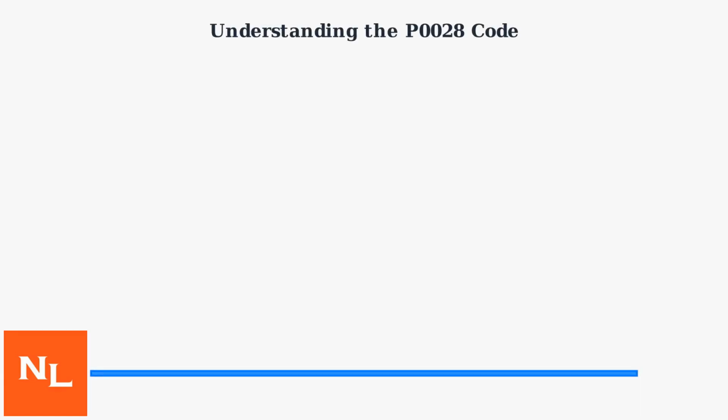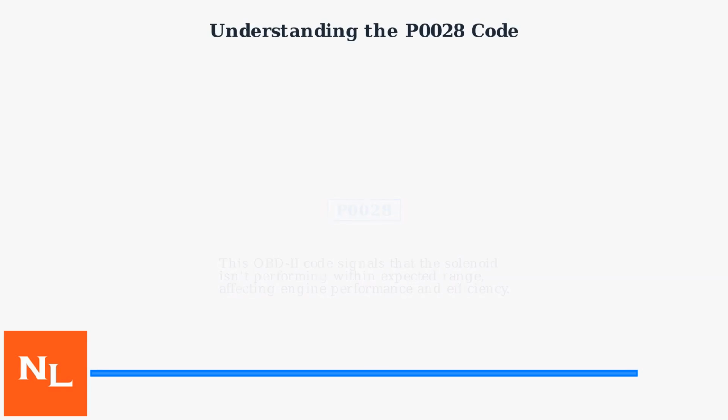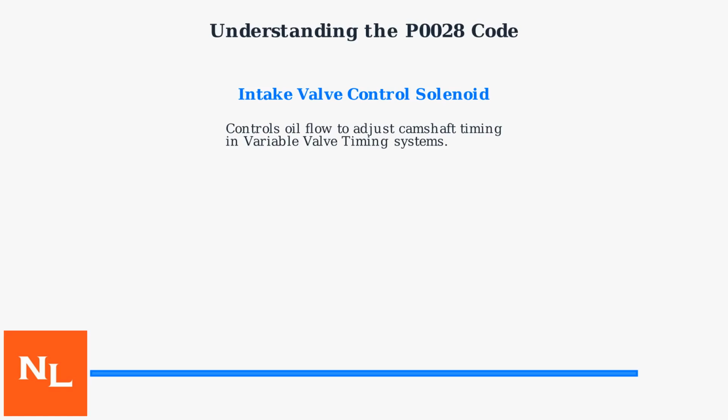The P0028 code indicates a problem with the intake valve control solenoid circuit on bank 2 of your engine. This OBD2 code signals that the solenoid isn't performing within expected range, affecting engine performance and efficiency. The intake valve control solenoid controls oil flow to adjust camshaft timing in variable valve timing systems.